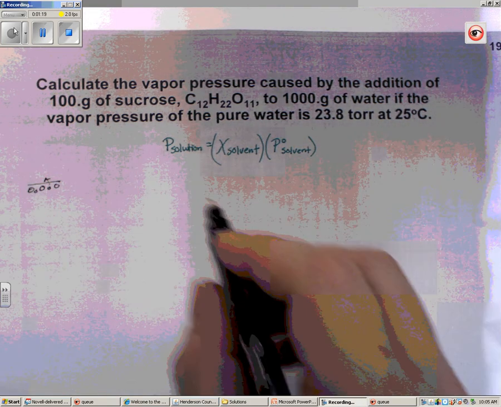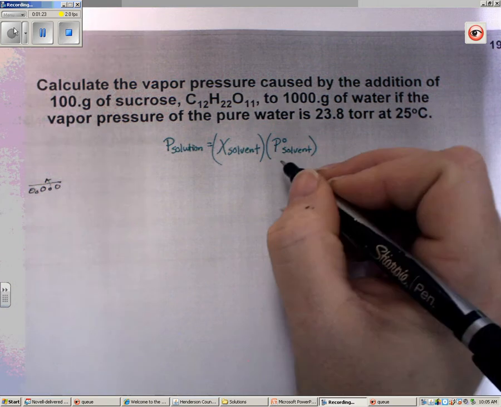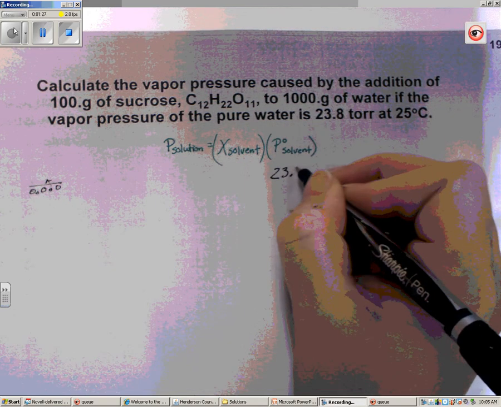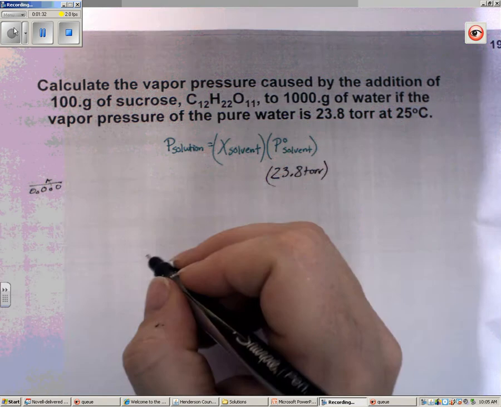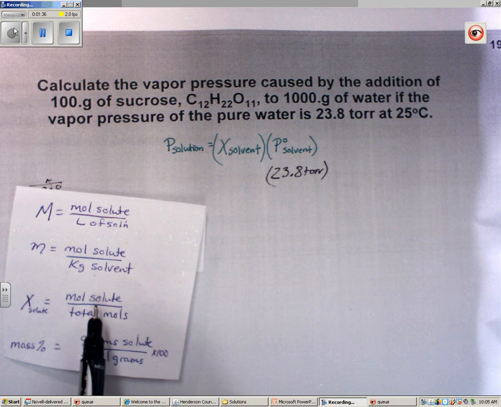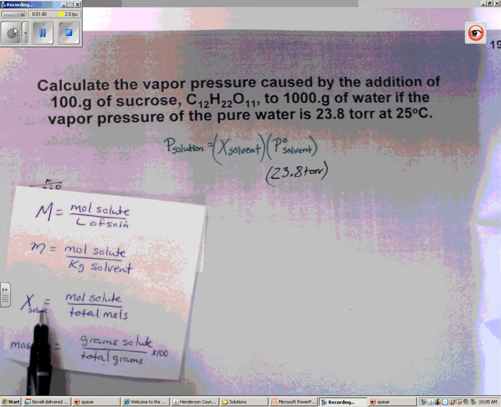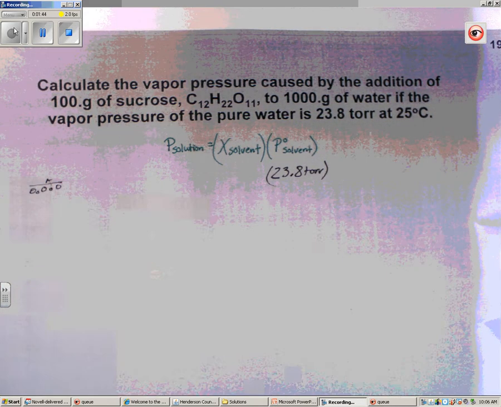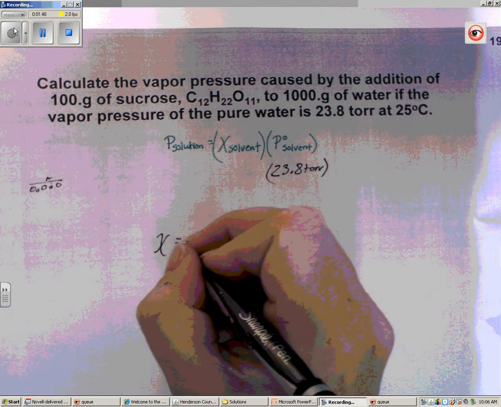So first thing we have to do is get the mole fraction of the solvent because we already have the vapor pressure. We'll go ahead and put that in here, 23.8 torr. So all we need is the mole fraction of that solvent. So mole fraction is our moles, and this time we're going to do moles of solvent because we want the mole fraction of the solvent over the total moles. Okay, so we'll have to calculate that.